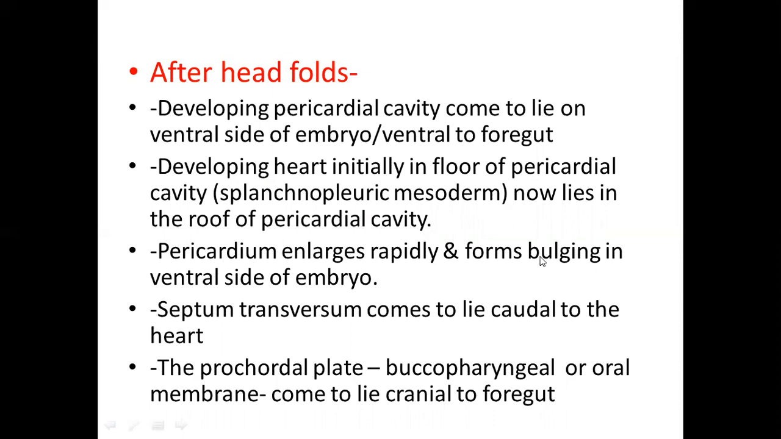The pericardium enlarges rapidly and forms a bulging in the ventral side of the embryo. So the developing heart is forming another bulging there. The septum transversum comes to lie caudal to the heart. Caudal is posterior to the heart. The procordal plate, the future buccopharyngeal membrane, the oral membrane, comes to lie cranial, most anterior to the forebrain.